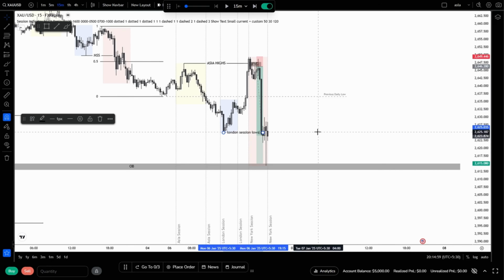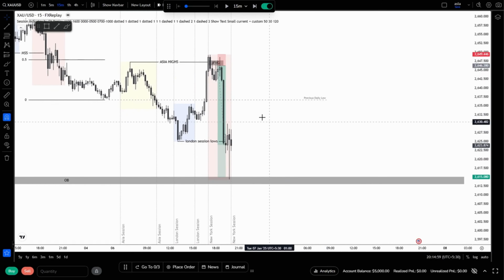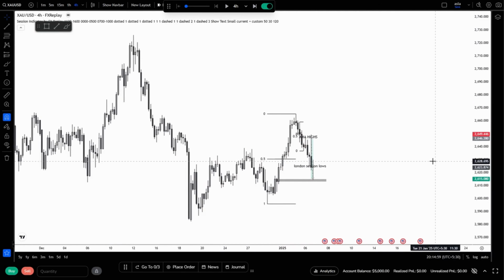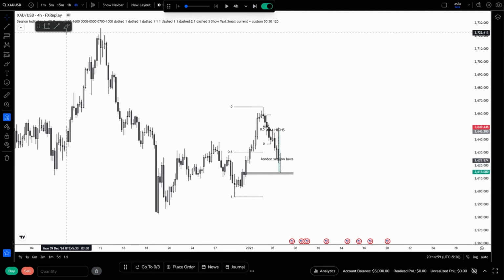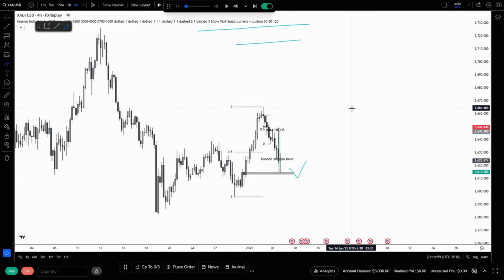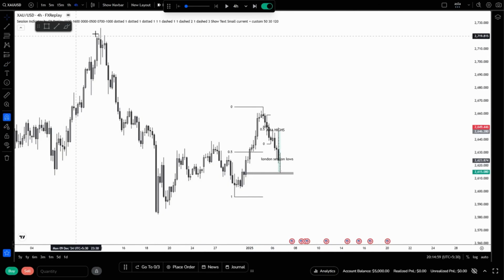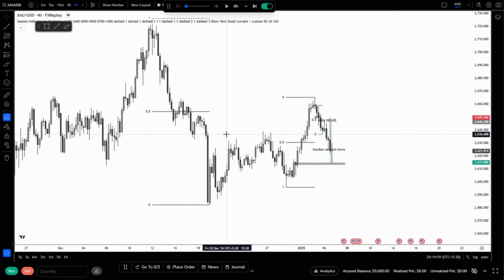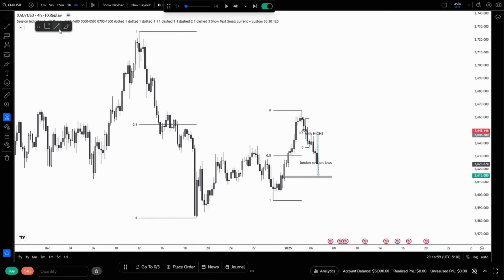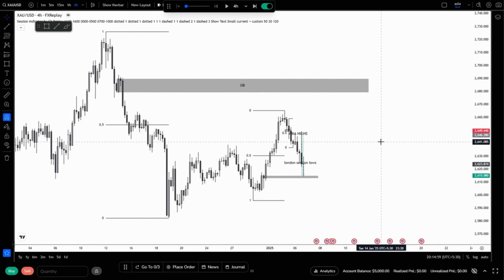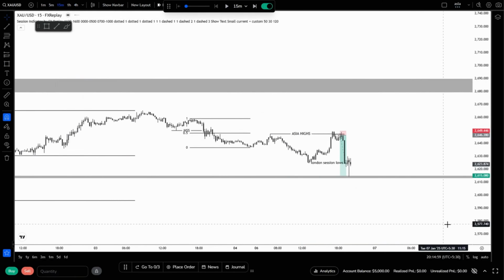Now, before looking for any new entries, the next step is to identify our draw on liquidity. At this point, our directional bias is already confirmed. Price has clearly respected the 4-hour order block, which tells us that our bias is bullish. However, even though we know the direction, we still need to determine where price is likely to move next. When we look at the 4-hour external range, we can see that there is an order block located in the premium of the range. This order block becomes our next draw on liquidity, and based on this structure, we can reasonably expect price to move toward that level.